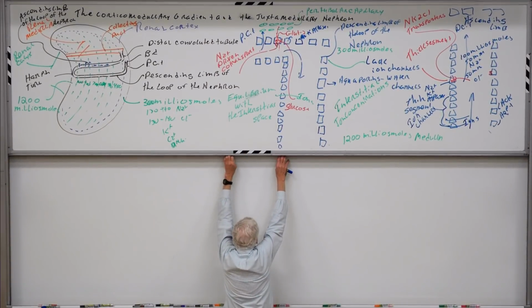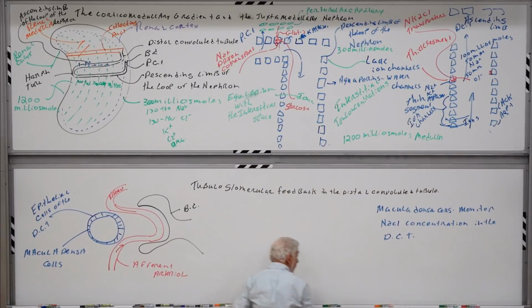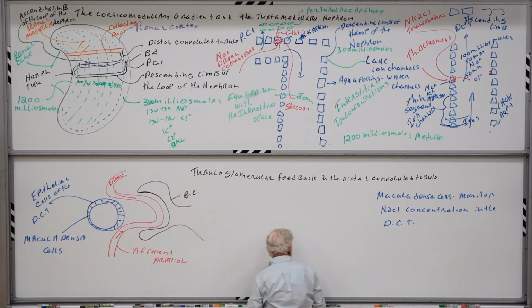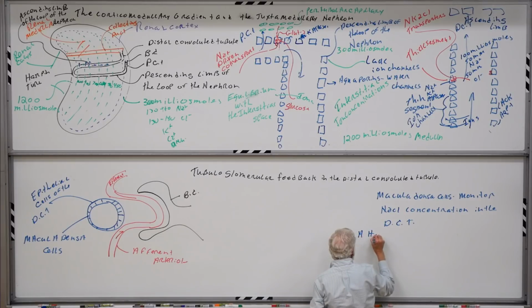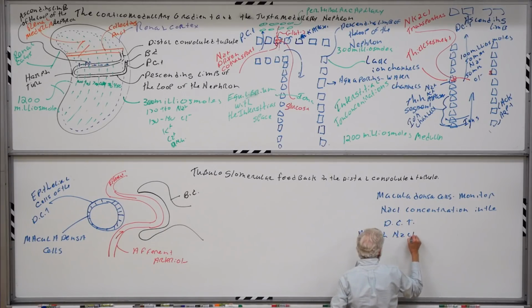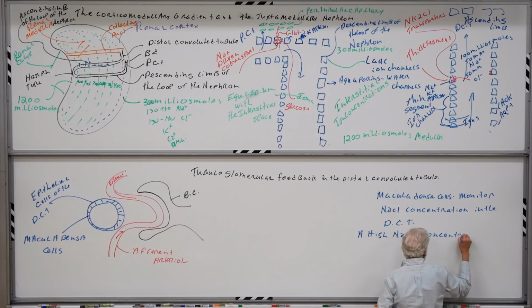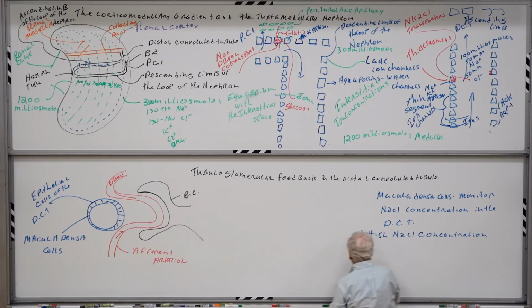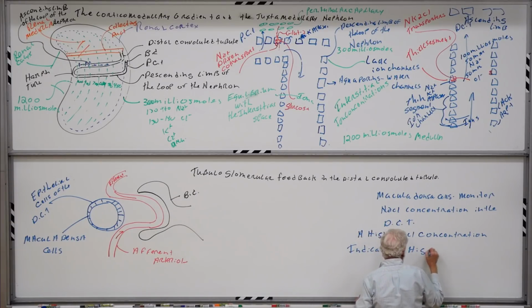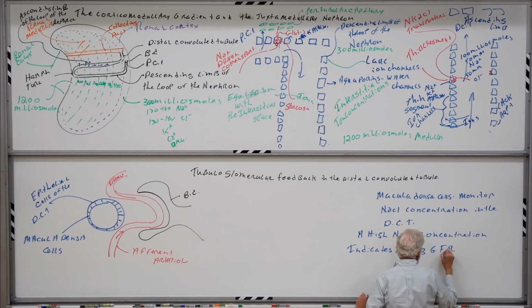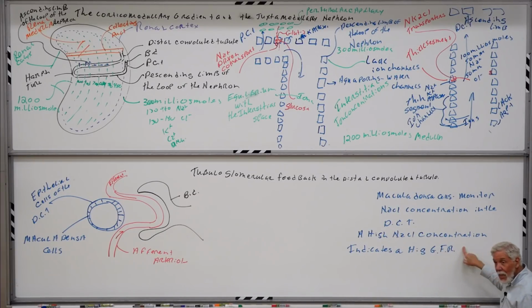So you can spell it out here and say that a high sodium chloride concentration indicates a high glomerular filtration rate. Another way of saying this is that we're using the sodium chloride concentration reaching the macula densa cells in the distal convoluted tubule as a proxy for the rate at which the fluid is moving through the tube.